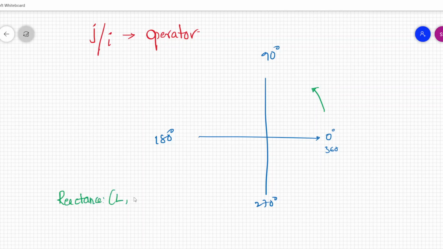It is available for L and C components. Okay, sir. So for pure inductive elements there is inductive reactance XL, and for pure capacitive elements there is capacitive reactance, that is XC. So XL is omega L and XC is 1 by omega C.